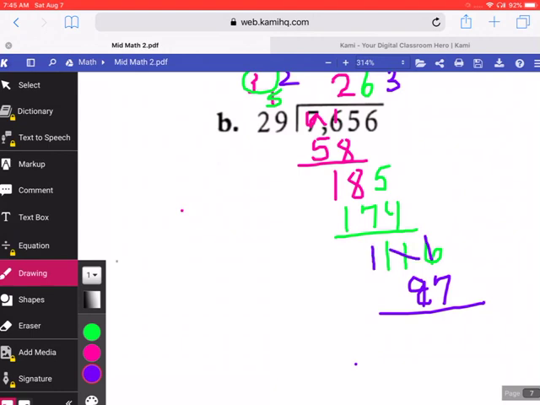So 16 take away 7 is 9, and 10 take away 8 is 2. Well, we ended up with 29. So that's exactly the same number. So because I got exactly the same number, that tells me that it's going to go in one more time.